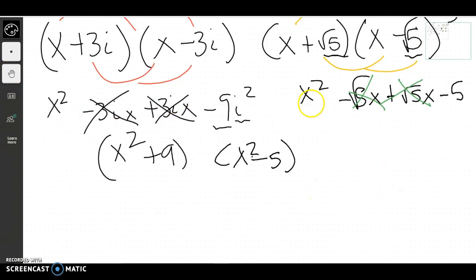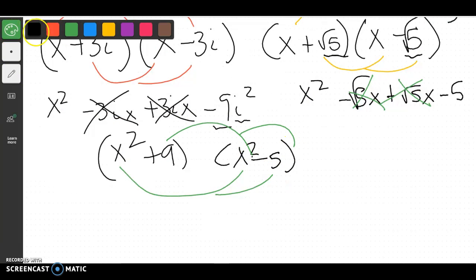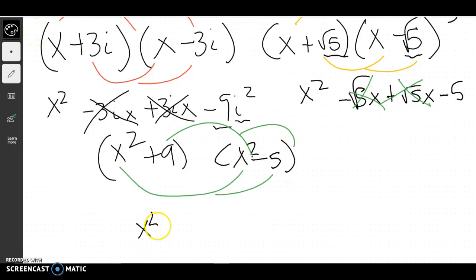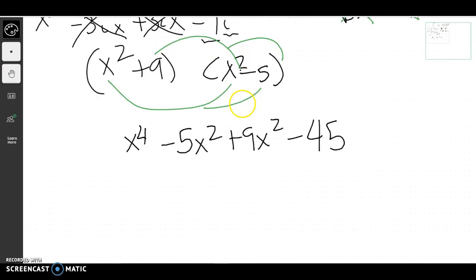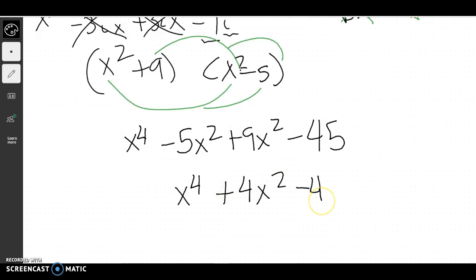Now we just have to FOIL this mess. When we FOIL this mess, we'll get x to the fourth minus x squared plus 9x squared minus 45, which leaves us with the nice answer of x to the fourth plus 4x squared minus 45. Okay.